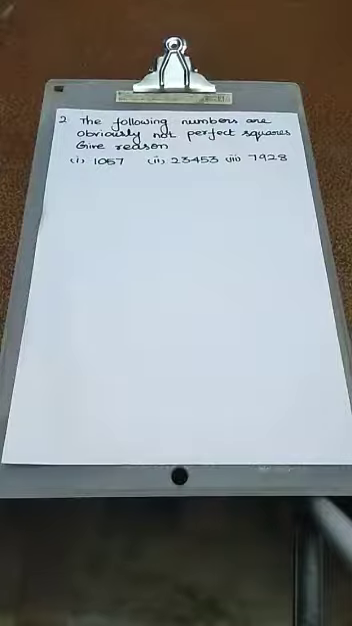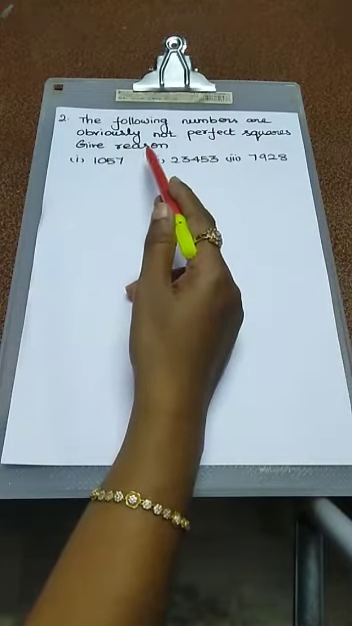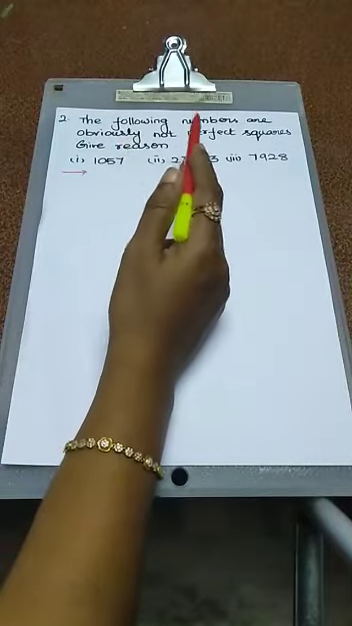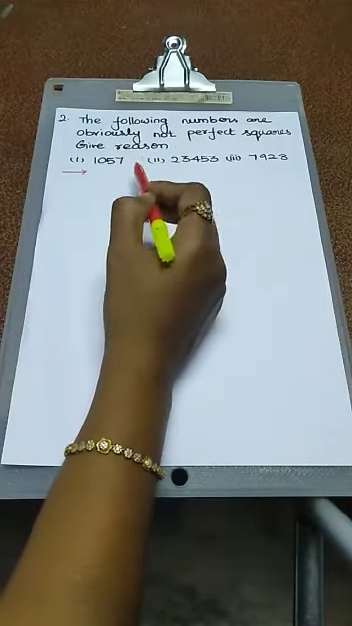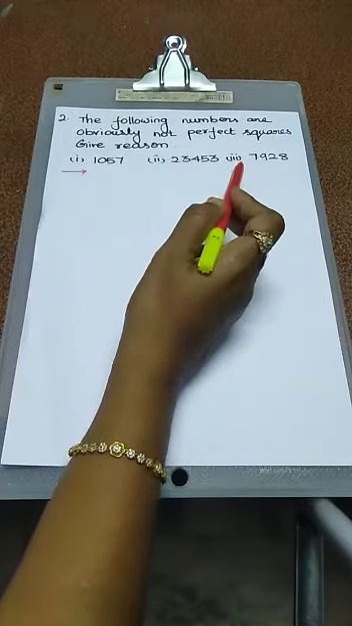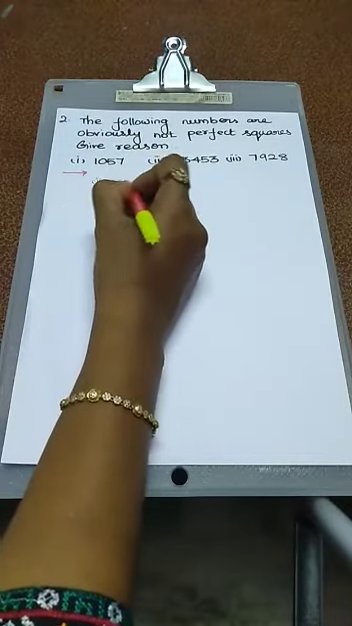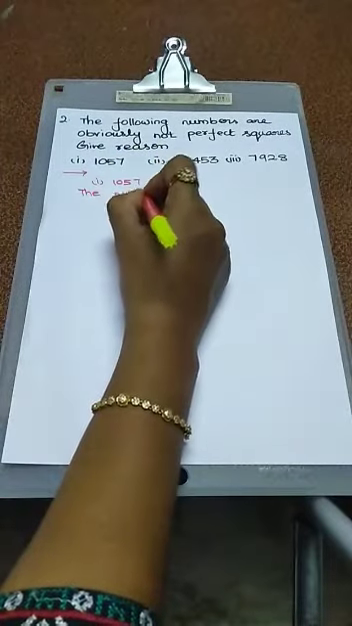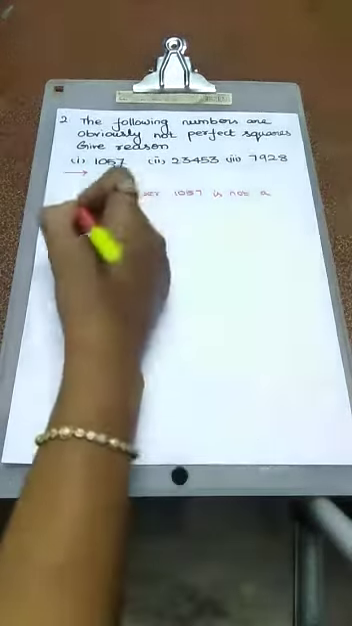That's all. Second problem. The following numbers are obviously not perfect squares. Give reason. What is our first number? That is 1057. How can we confidently say this number is not a perfect square? Because we know a perfect square must have the ending number 0, 1, 4, 5, 6 or 9 only. Here the ending number is 7. So it is not possible. Okay. So the first subdivision answer: 1057 is our question. No. The number 1057 is not a perfect square.